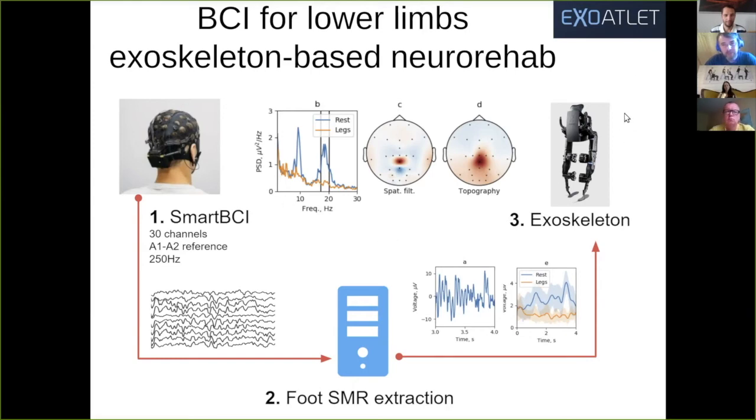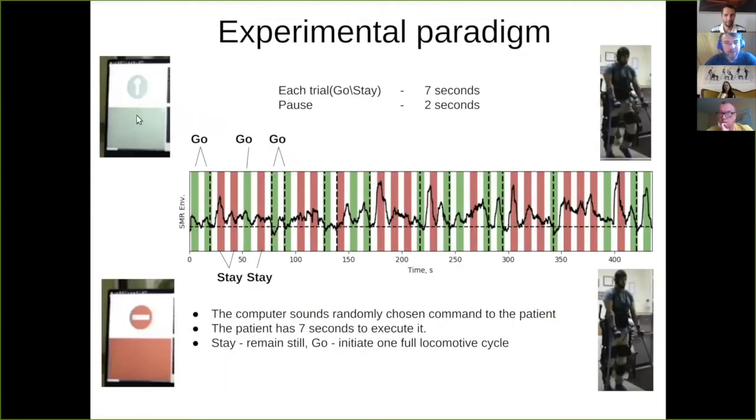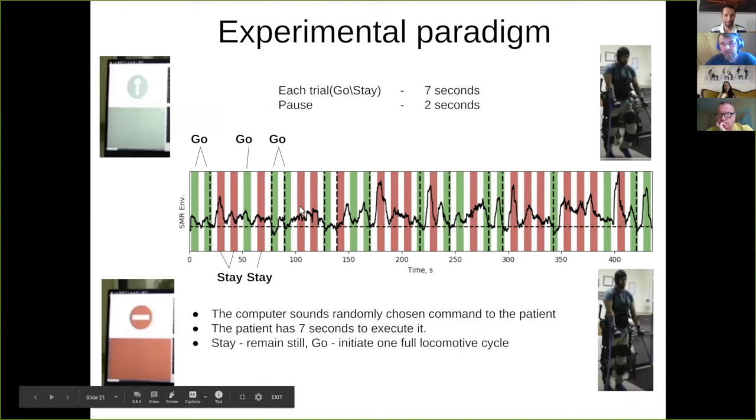We put the patient in this exoskeleton. Sometimes we ask the patient to go, sometimes we ask the patient to stop, and the patient has to do both, so that we could test the specificity and sensitivity of the device.